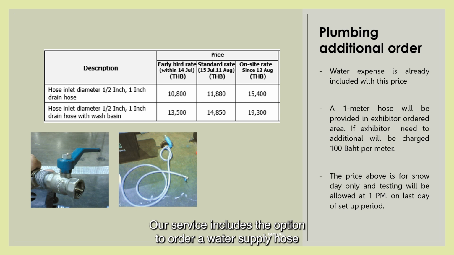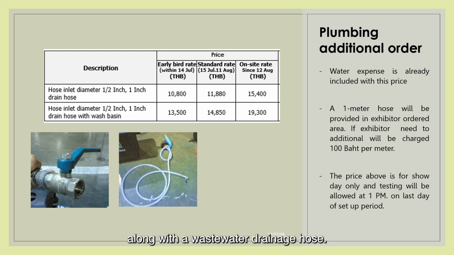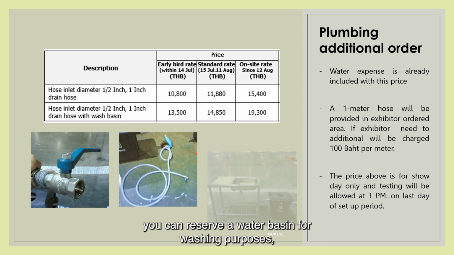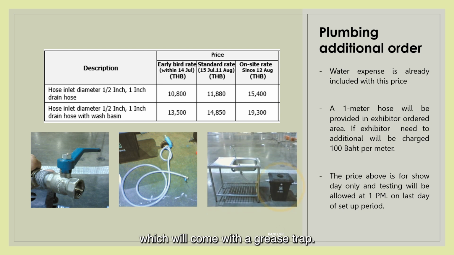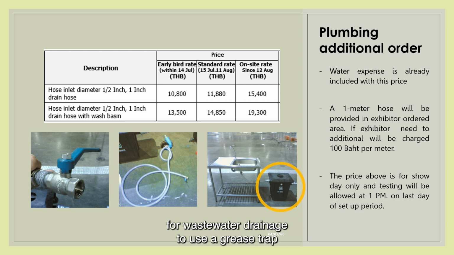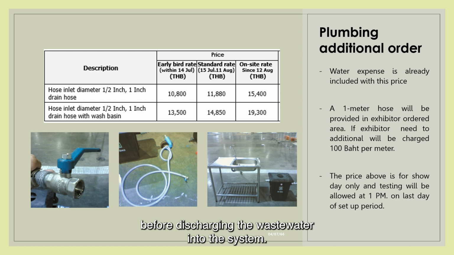Our service includes the option to order the water supply hose along with the wastewater drainage hose. Additionally, you can reserve the water basin for washing purposes, which will come with a grease trap. It is mandatory, as a personal responsibility for wastewater drainage, to use the grease trap or remove any debris before discharging the wastewater into the system. This is a regulation of the facility venue.